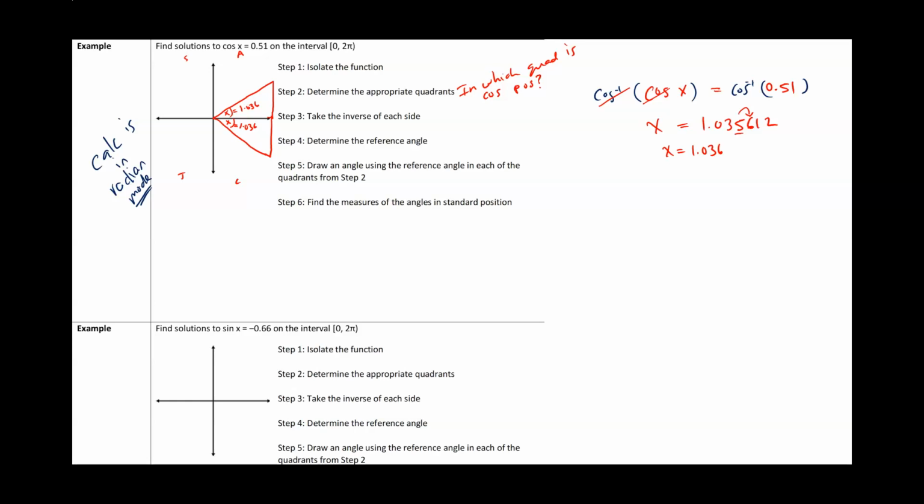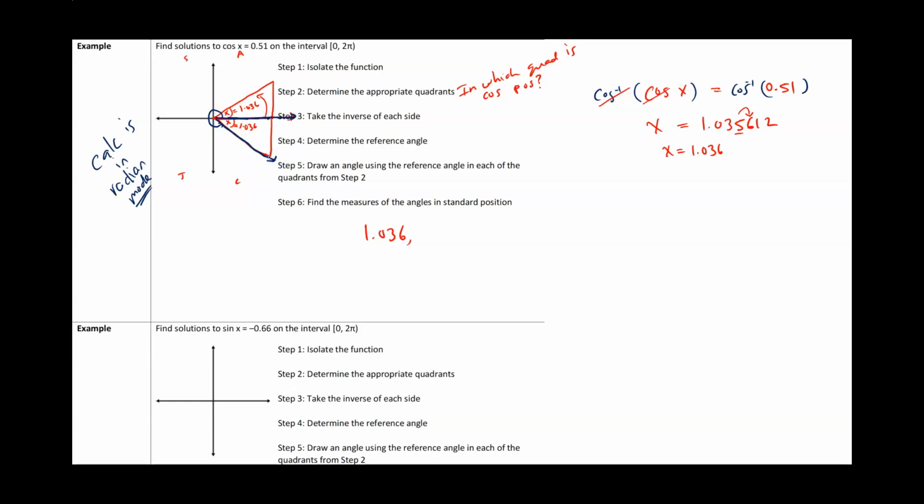Now we're going to measure both these angles in standard position. So the first angle is going to be easy. We're starting here, and we're going to go up to there. So x equals 1.036 will be one angle. Now the other angle, it's a little bit harder to measure because we want to measure this angle starting from the x-axis going to here.